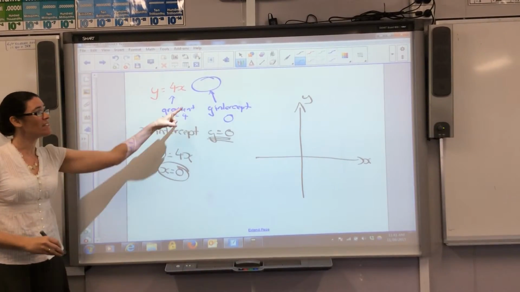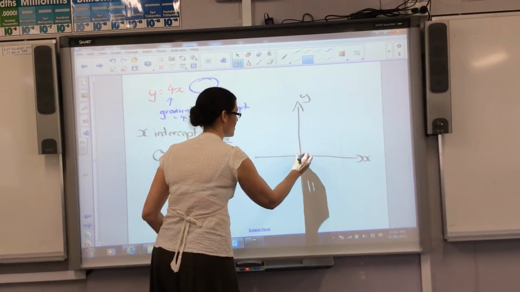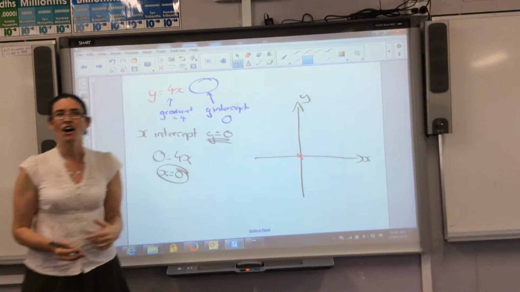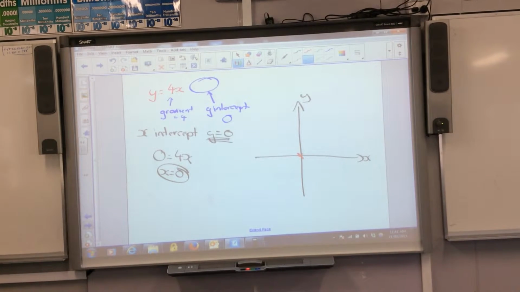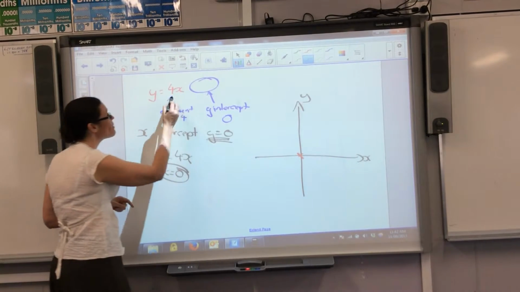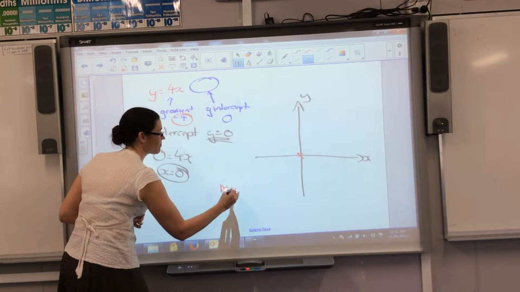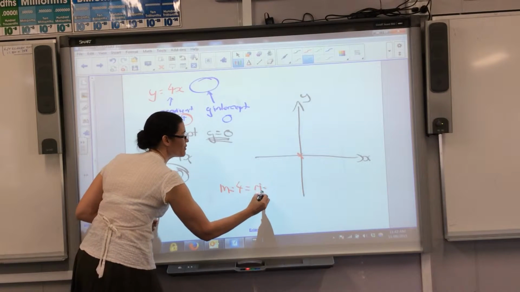Okay, so I find the y-intercept. Where is it? I find my x-intercept. Where is it? I cannot use the two intercept methods if there's only one intercept. So in this case, I'm going to use the gradient and the y-intercept. I know that I've got to start here. I know my gradient is 4. What does a gradient of 4 mean? That's rise over run.